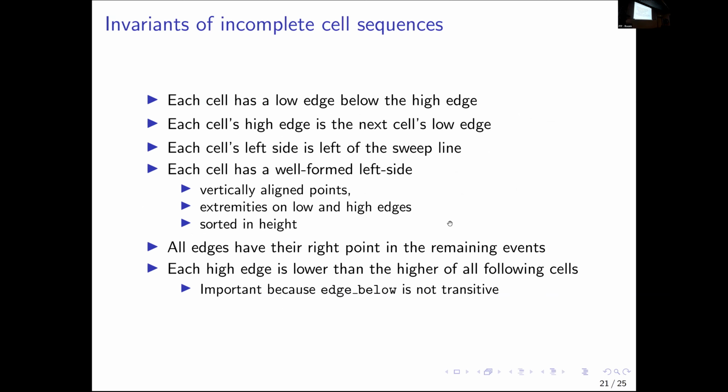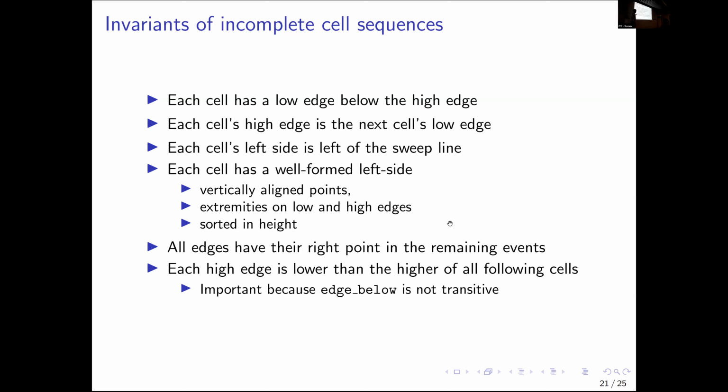So as I said, when I did the proof, I started by proving the small properties that seem obvious. That, for example, each cell has its low edge that is below the high edge, and things like that. So I'm not going to read for you all the text that's here, but this is the kind of simple facts that I start to prove when I attack the proof of the algorithm.